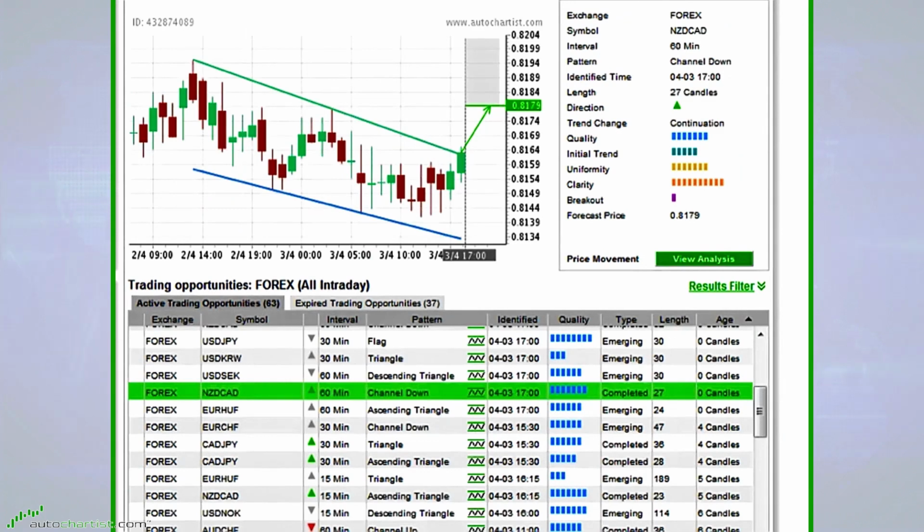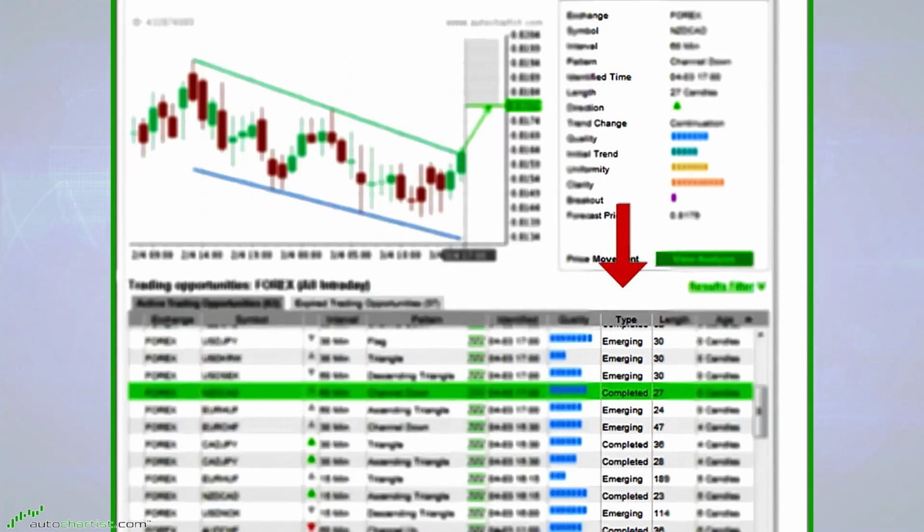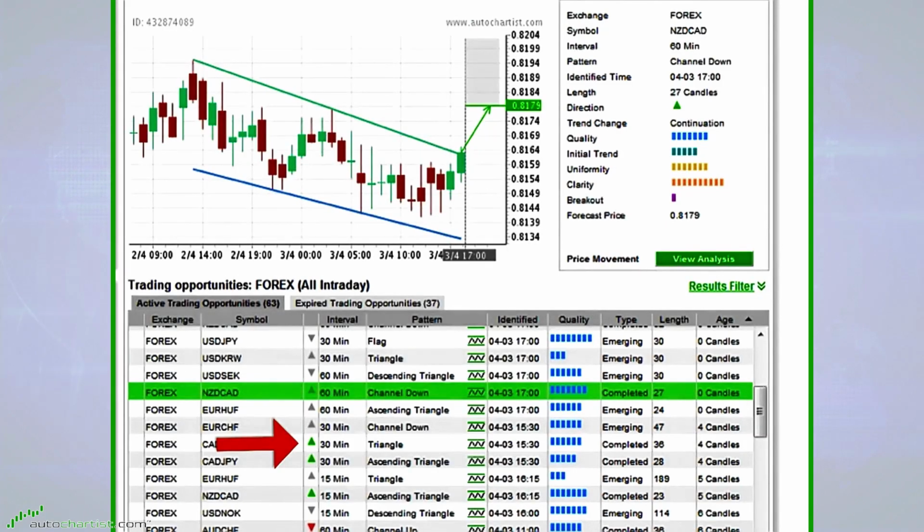The most obvious feature of a completed pattern is the gray forecast region with the colored target level. If you see this construction next to a chart pattern, then you will know that it has completed by breaking through either the support or resistance level, and it has an overall average chance of 70% that it will reach the target level. In this grid below, you can distinguish between emerging and completed patterns in the type column, as well as the direction arrow. Completed patterns have colored arrows, while the arrows of emerging patterns are grayed out.